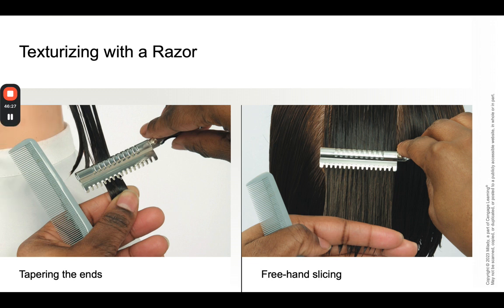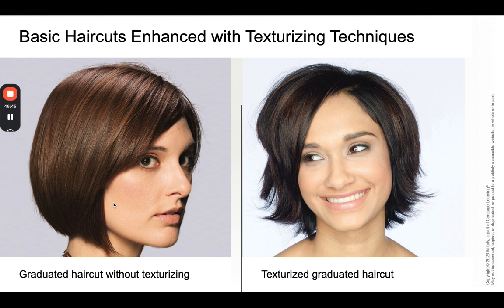There is also such a thing as texturizing with a razor. We can remove weight to taper the ends with a razor, and you can also do freehand slicing with a razor. Both of these are techniques that will give you a softer look or a softer perimeter.